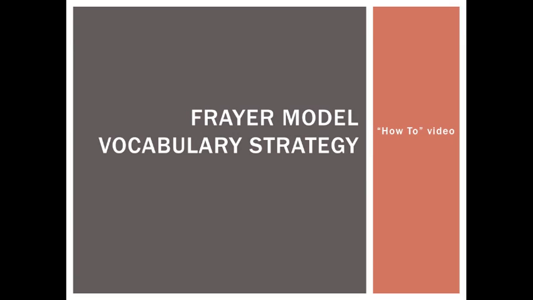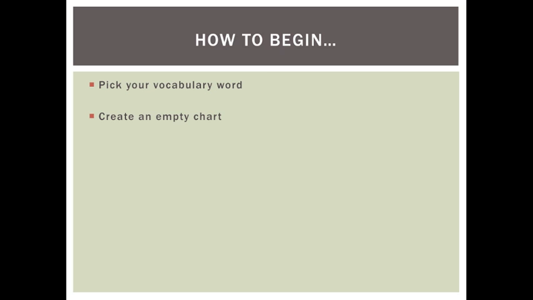Today, we are going to learn how to use the Frayer Model vocabulary strategy. This strategy really encourages you to think about the vocabulary for any given unit in a more in-depth way. Let's get started. To begin, you will need two things: a vocabulary word and an empty Frayer model chart.